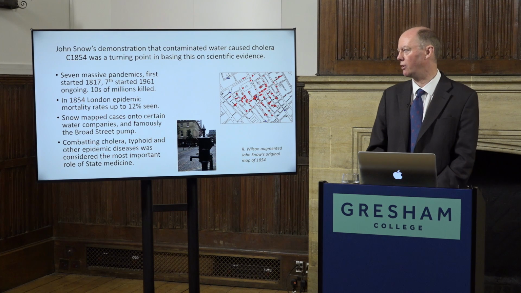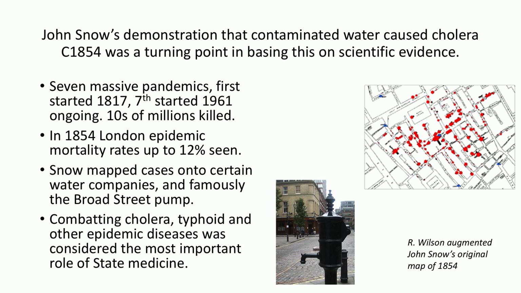Seven massive pandemics of cholera have happened. The first started in 1817, and the seventh is still ongoing. It's killed tens of millions of people. It's a huge issue. It was extraordinarily frightening to be living through. In the 1854 London epidemic in this city, mortality rates of up to 12% in a neighbourhood were seen. And Snow famously mapped cases onto certain water companies. What he found is some water companies had much higher rates of cholera than others, and famously also onto the Broad Street pump in Soho, which he rather theatrically removed the handle from.